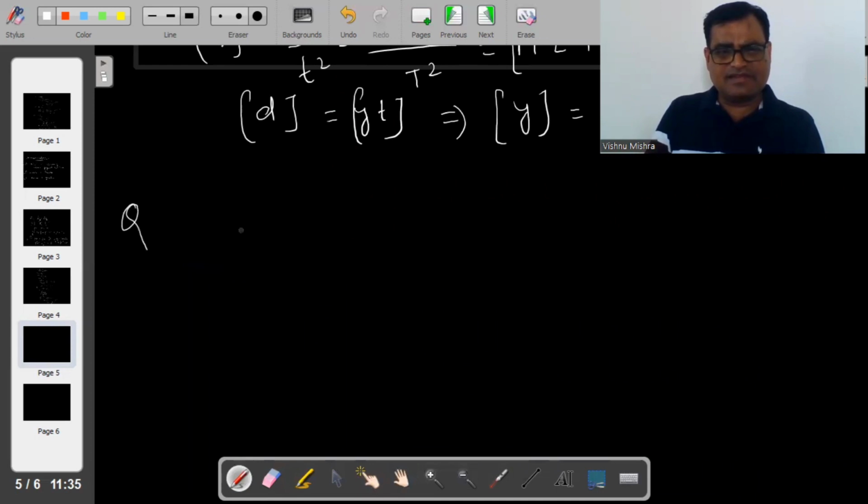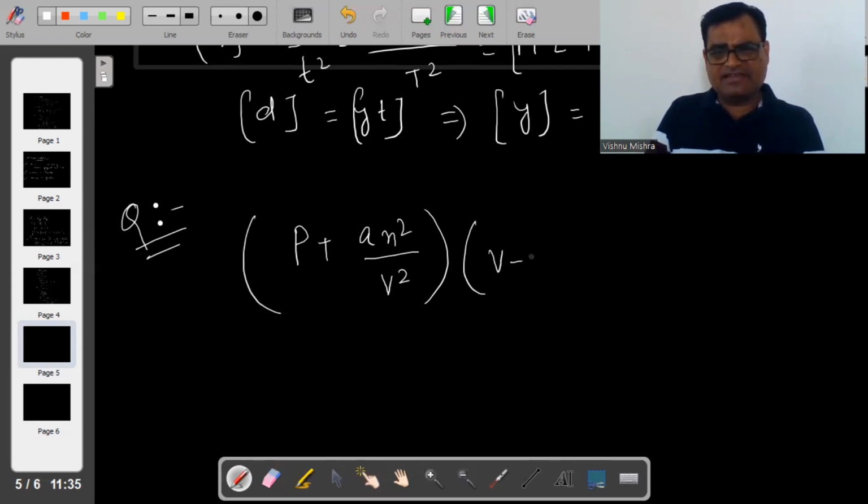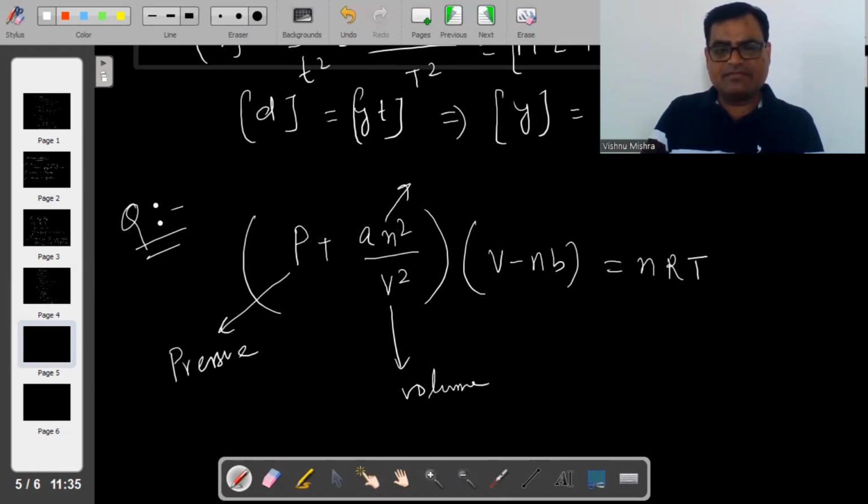That is what? Another question. Write down. This is what? P plus a n square by v square into v minus nb is equal nrt. ये एक फॉर्मूला है. So in this formula, this is what? Pressure P. B is the volume. N is the number of moles. R a gas constant or universal gas constant, and T is the temperature.